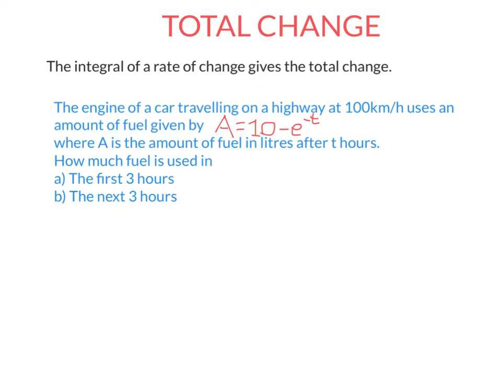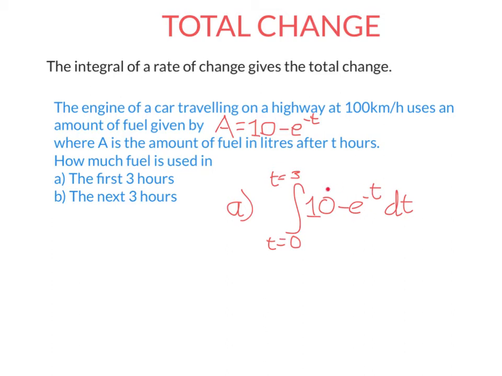To find the total change in the amount of fuel that the car had in the first 3 hours, I just need to integrate this. This is what we mean by total change. So the answer to part A will just be the integral of 10 minus e to the minus t, integrating with respect to t. Because it's the first 3 hours and t is the number of hours, we're going to integrate from 0 to 3. Here it's t equals 0 to t equals 3. You don't have to put the t equals in, I just thought I'd do it to make things a bit clearer.